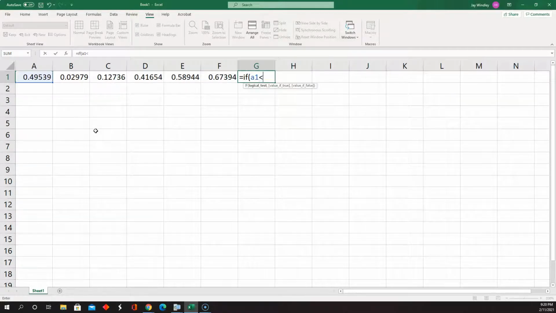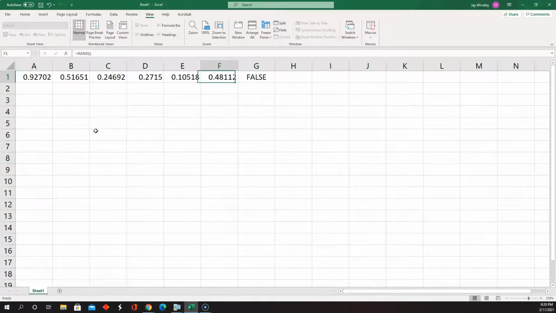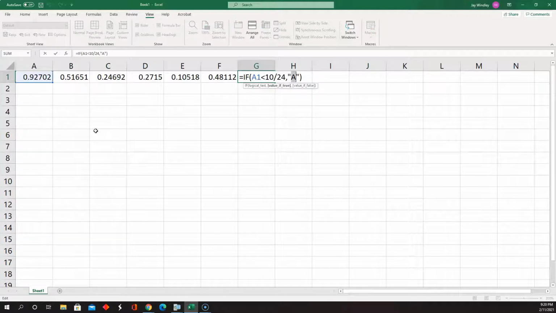if the first random number is less than 10/24, then let's say D for day shift. So we're told in the problem that there's 24 workers to choose from and 10 of them are day shift. So 10 out of 24, if we're less than 10 out of 24, that will represent one of the day shift people.